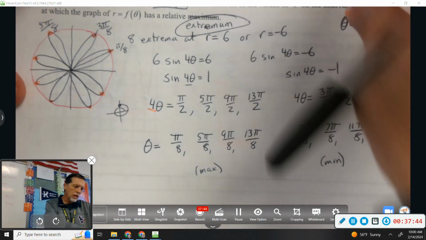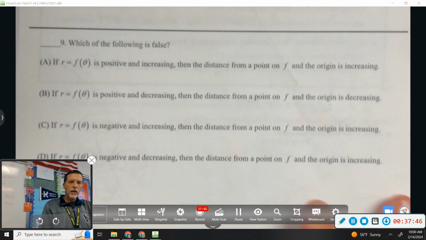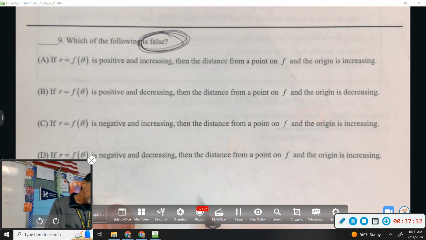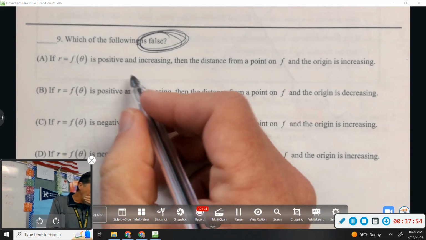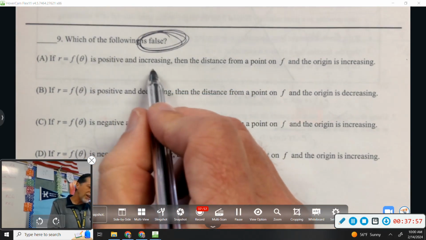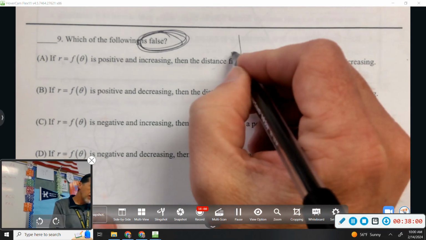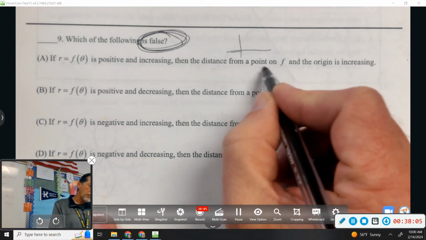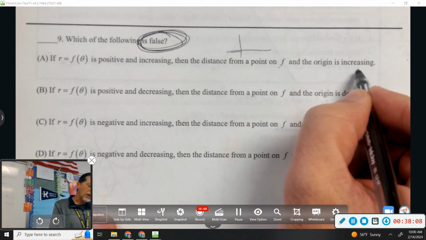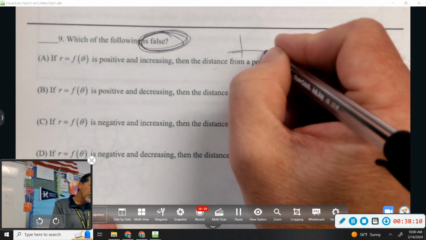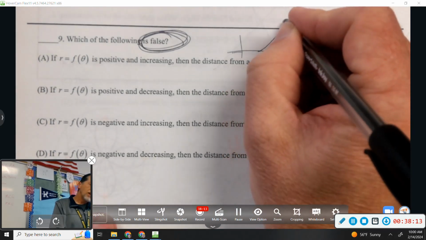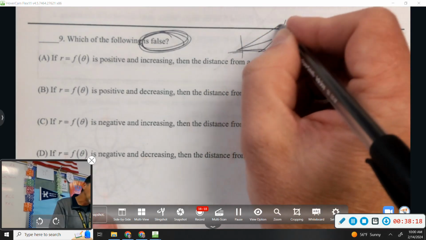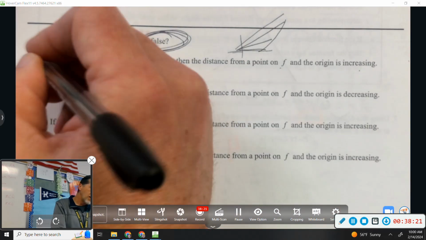All right, one more. Which of the following is false? Read carefully here. If r is positive and increasing, then the distance from a point on f and the origin is increasing. So if r is positive and increasing, then yes, we're getting further away. I'm just thinking about r getting bigger. Positive and getting bigger. That's true.